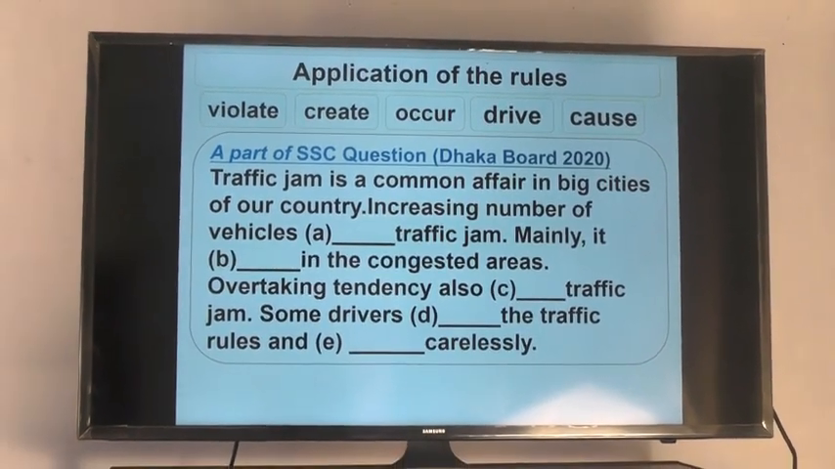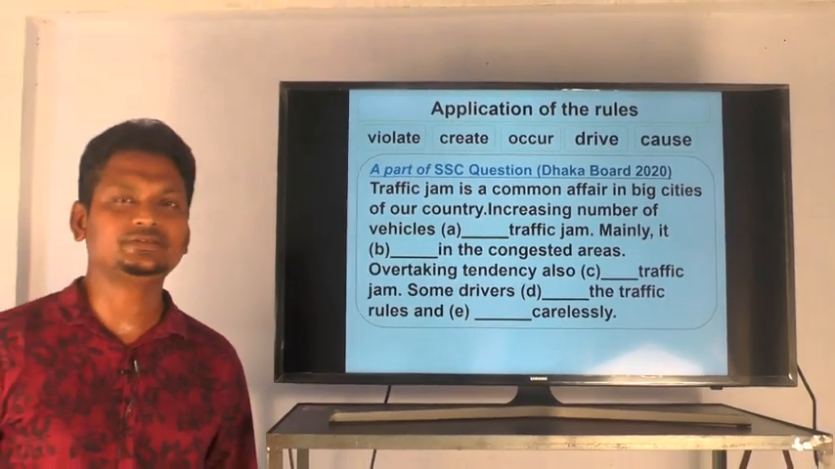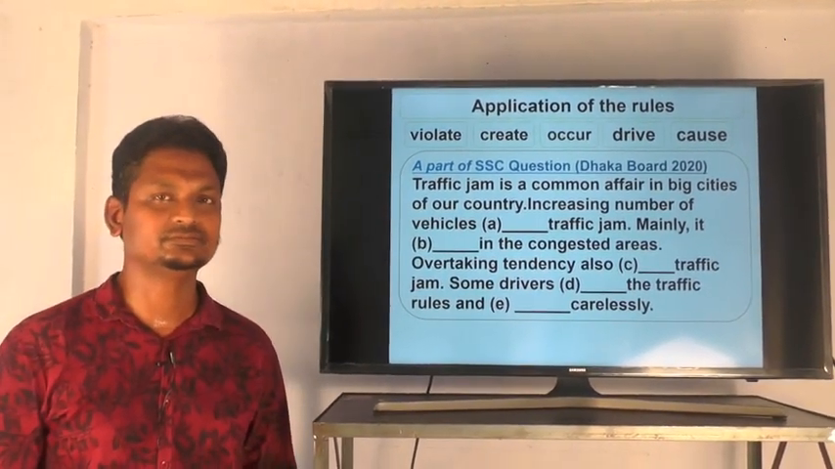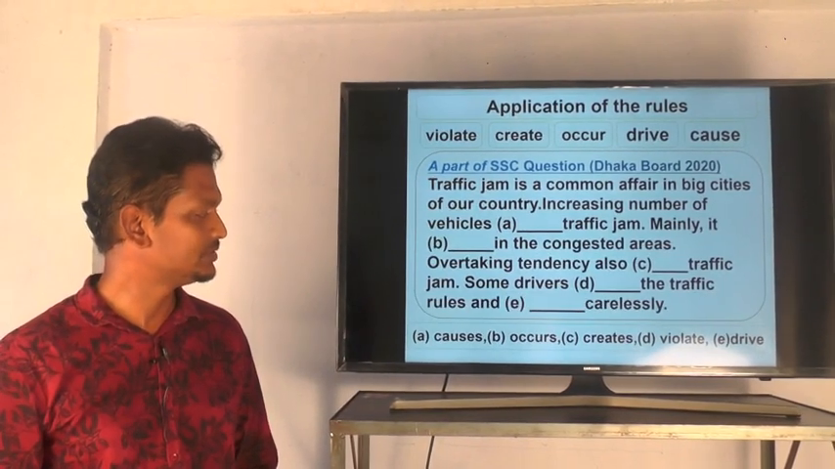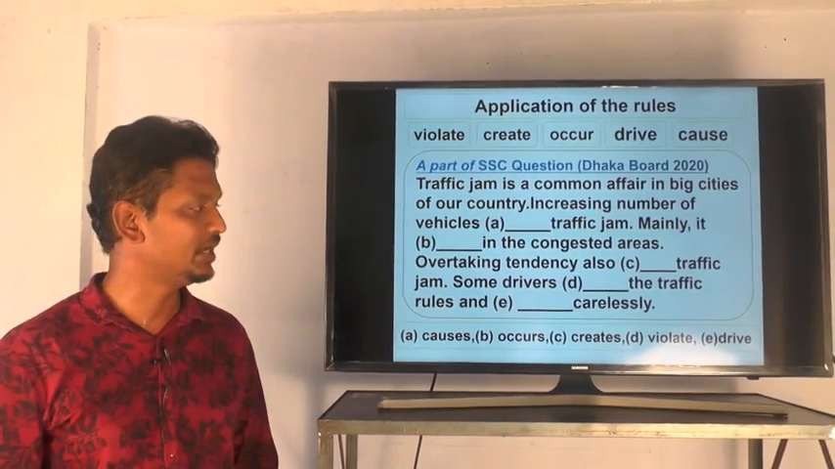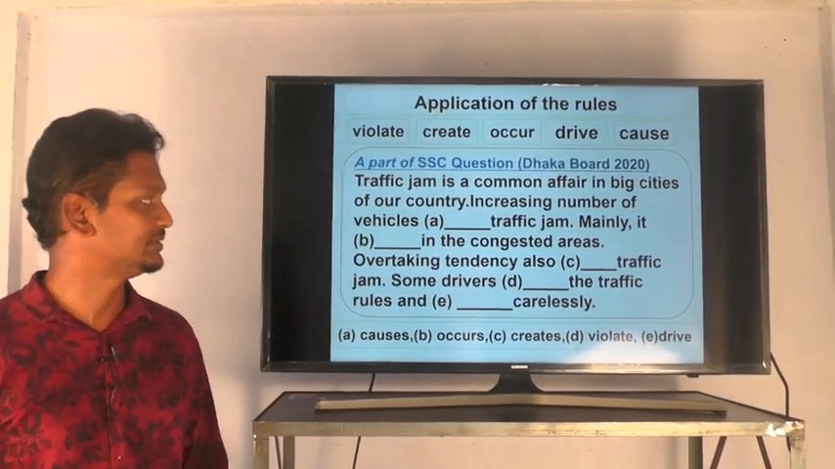Read again the passage. I think you have finished answering the question. Now see the answer. Causes, occurs, creates, violate, drive. Now let's explain the answers.